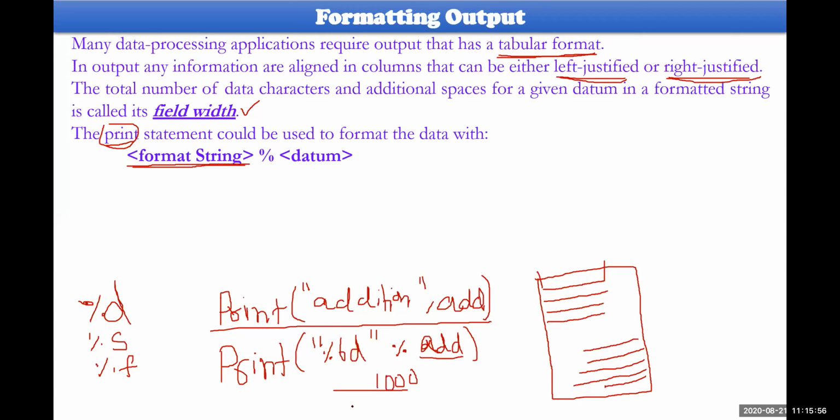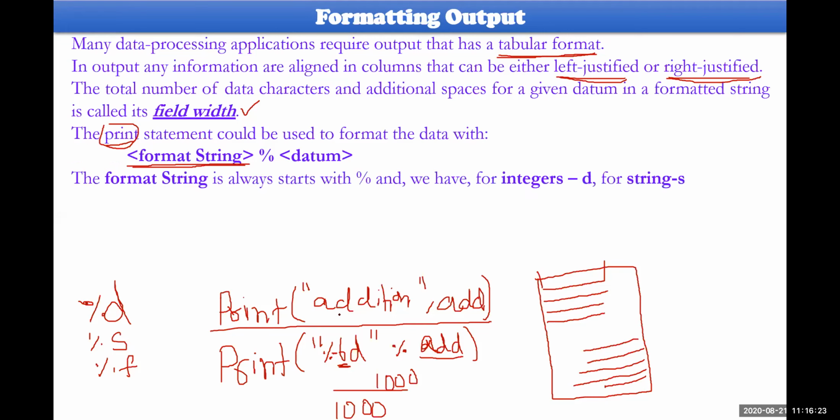Normally, if you print any kind of data using print, it is always left justification. 1000 could be printed like this. But if you specify some positive number in between the percent sign and the format character, then it is right justification. If it is a negative number, then it is left justification. I have already given that here.